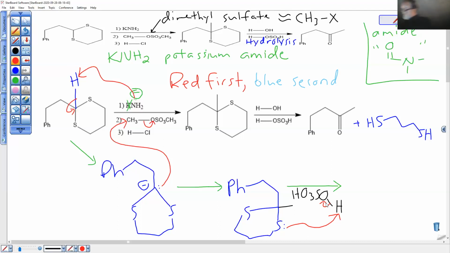Next step, the other sulfur is going to kick that off. You made it into a good leaving group. What's the next step always going to be? Make it leave. Oh, you can't put it in red. Got to activate it before you make it leave. It's got to be blue. And now it's left. Let's write down what we have here.